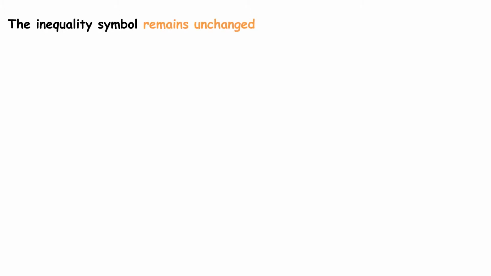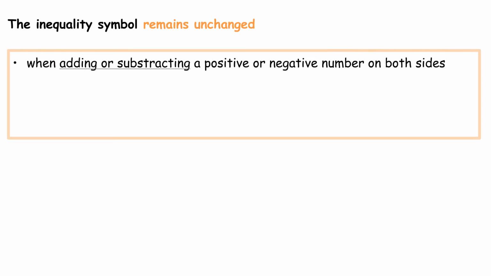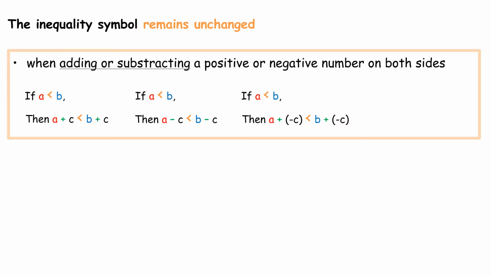The inequality symbol remains unchanged when adding or subtracting a positive or negative number to or from both sides of the inequality. If A less than B, then A plus C less than B plus C. If A less than B, then A minus C less than B minus C. If A less than B, then A plus -C less than B plus -C. If A less than B, then A minus -C less than B minus -C.